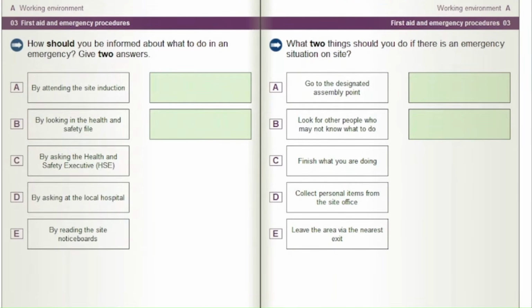How should you be informed about what to do in an emergency? Give two answers. By attending the site induction. By looking in the Health and Safety file. By asking the Health and Safety Executive, HSE. By asking at the local hospital. By reading the site notice boards.